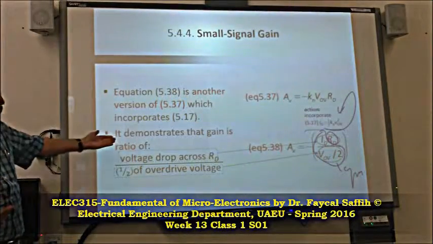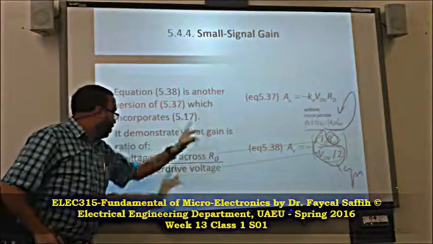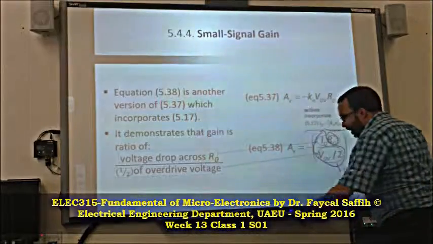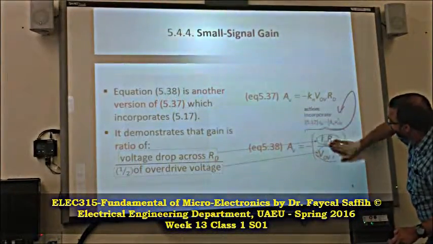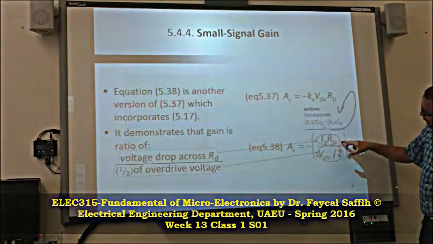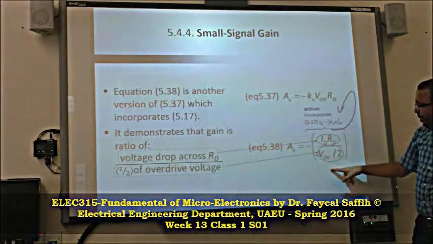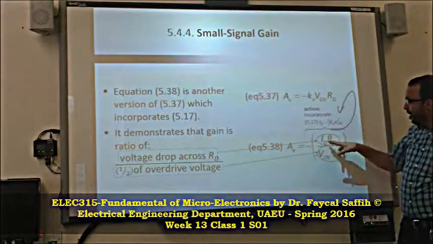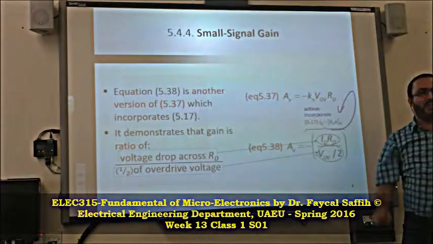So, what we want to say here is that the gain actually is the ratio of the voltage drop across RD. This is another important observation. So we know this equation is correct. This is the voltage drop across RD, and this is half of the overdrive. So basically the gain is the voltage across RD divided by half of the overdrive.